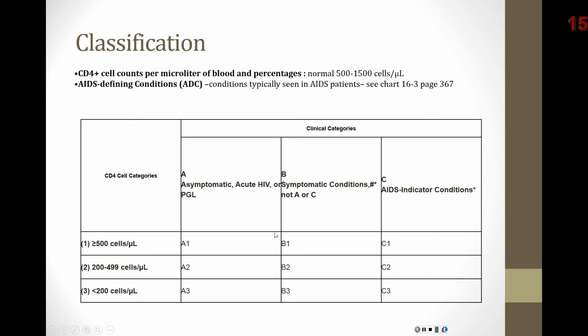If you are 500 or greater, but you have symptomatic conditions, so you're not asymptomatic, but you don't have the AIDS indicator conditions, then you're at a B1. If you have 500 or greater, but you have AIDS indicator conditions, you're at a C1. That's probably fairly rare. If you're having these defining conditions, you probably have a much lower CD4 or T cell count. And so if you're between 200 and 499, you're at a level 2, and you're below 200, you're at a level 3.